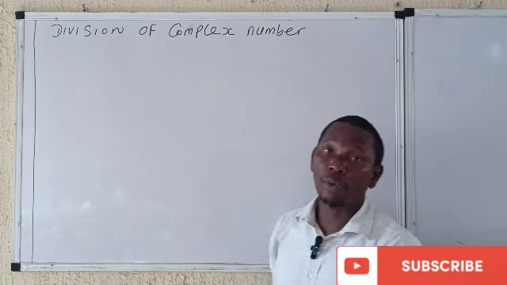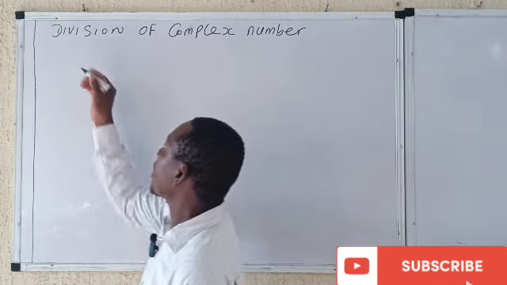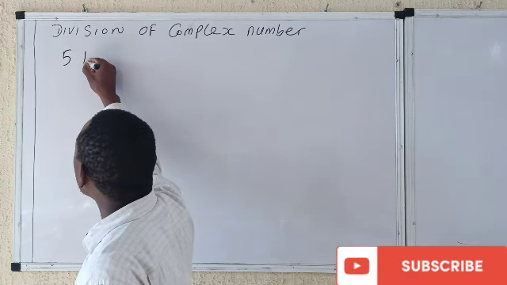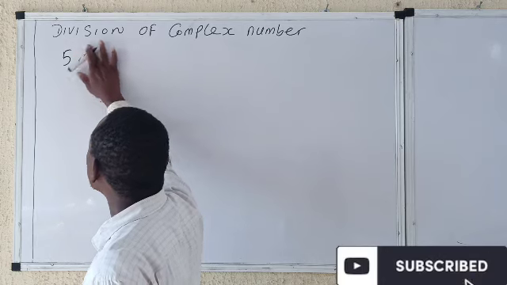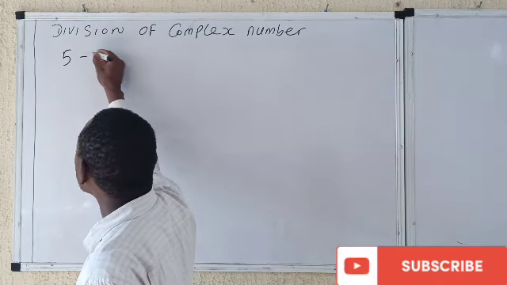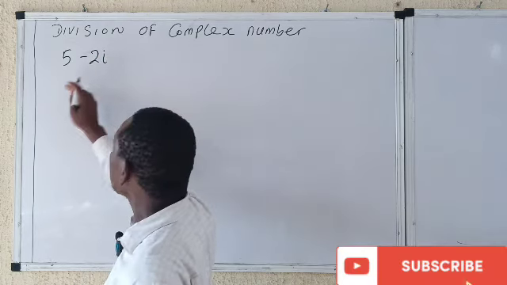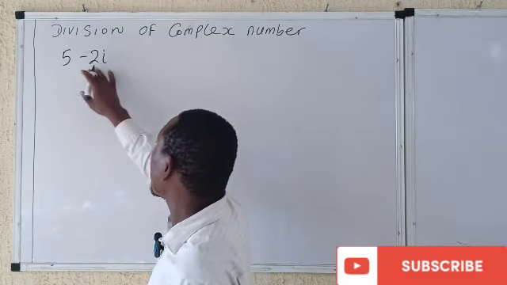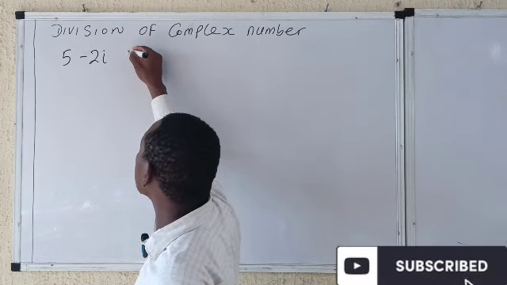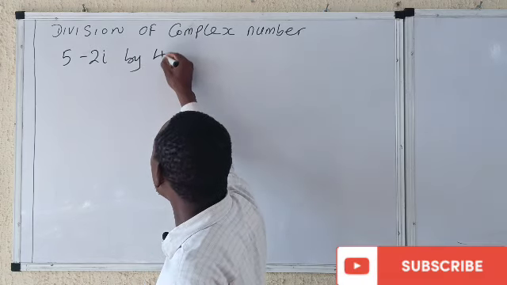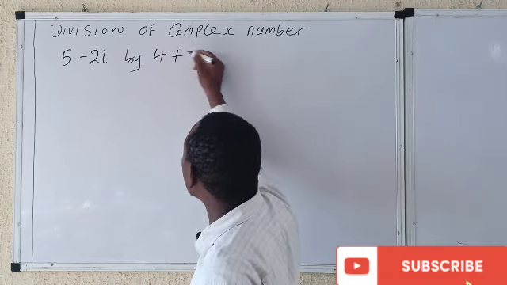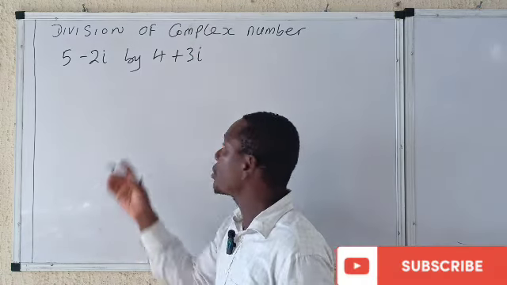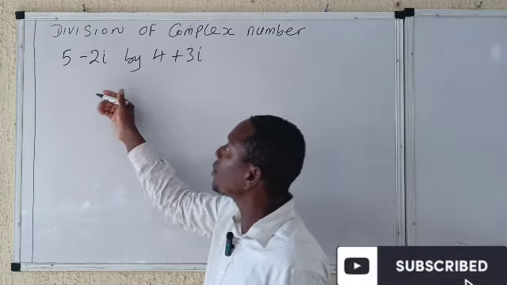Let's take a look at how we can do division in complex numbers. Let's assume that we have a complex number 5 minus 2i. This is a complex number. I have the real number component and the imaginary component. We are going to divide this by, let's say, 4, which is the real number, plus 3i. So this is another complex number you're going to use to divide this. So how do you do it?